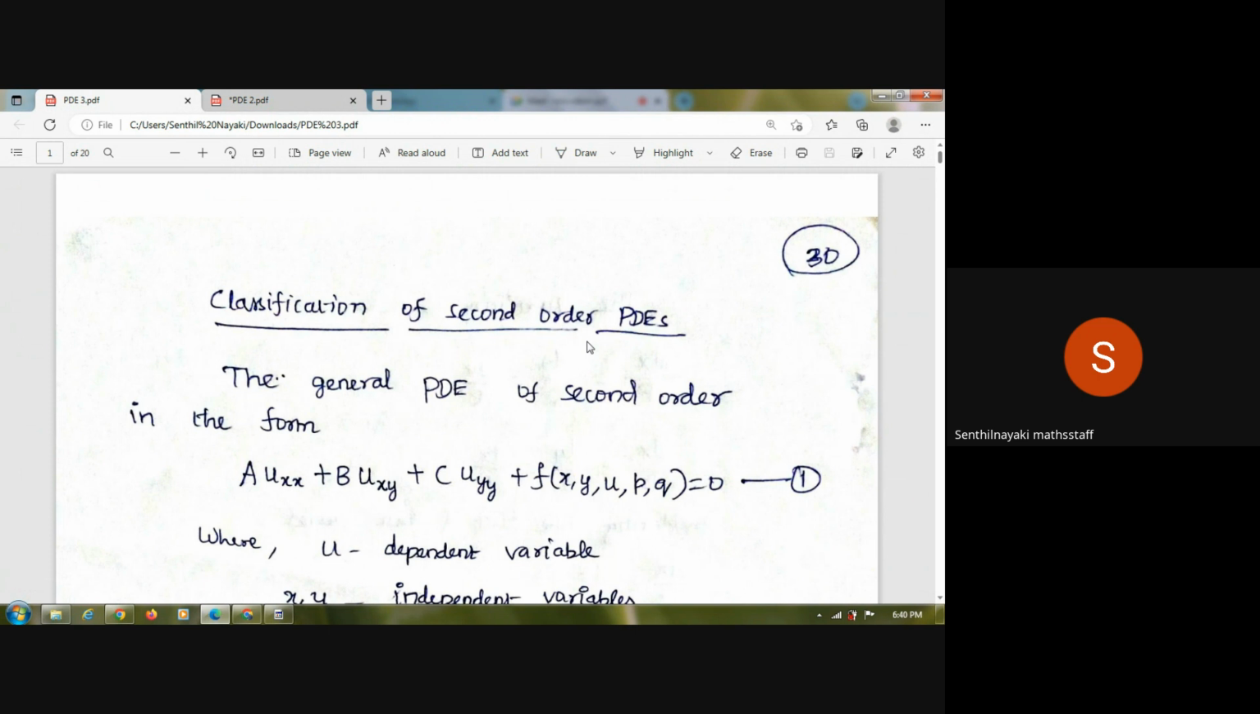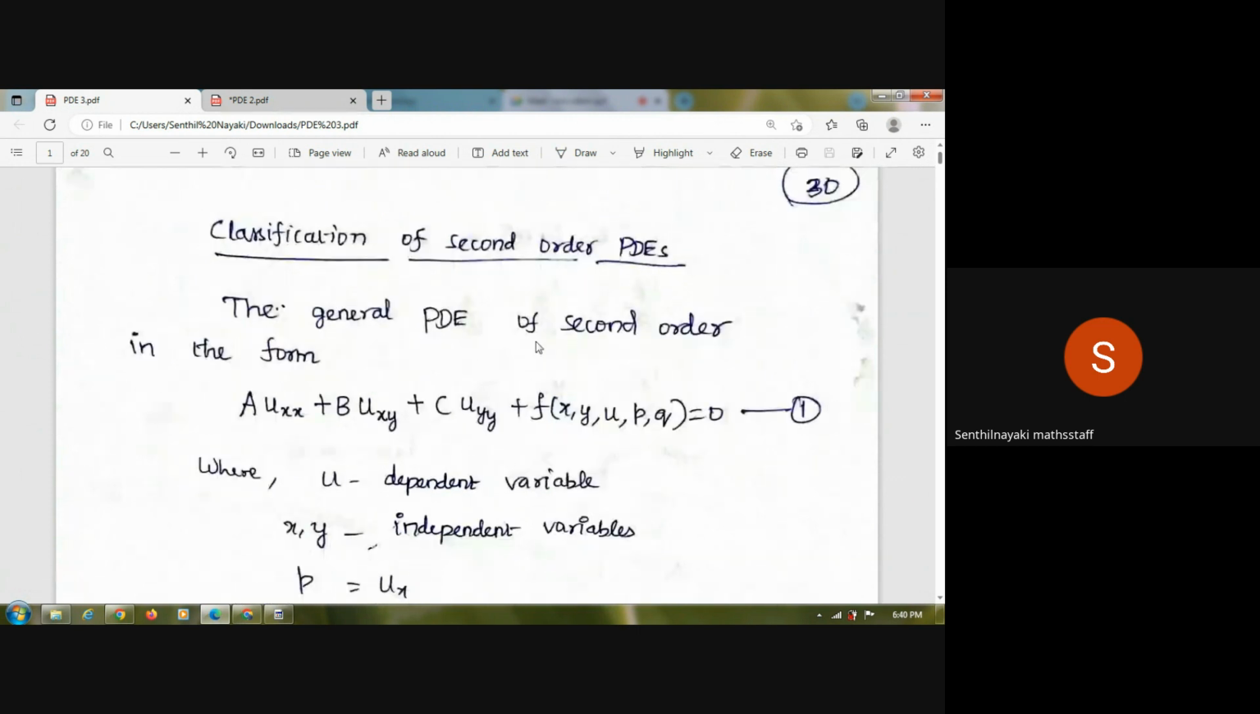First order, second order means the order of the derivative is 1, 2 or more than 2. If the order of the derivative is 1, then it is first order. If the order of the derivative is 2, then it is called second order. If the order of the derivative is more than 2, then it is called higher order. So depending upon the derivative order, we can say it is first order, second order, like that.